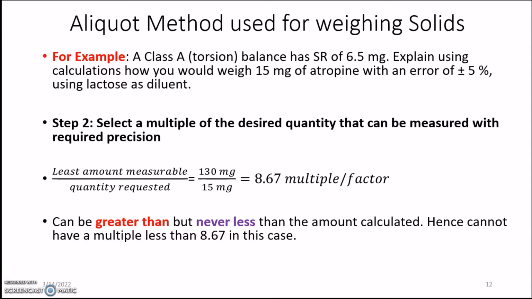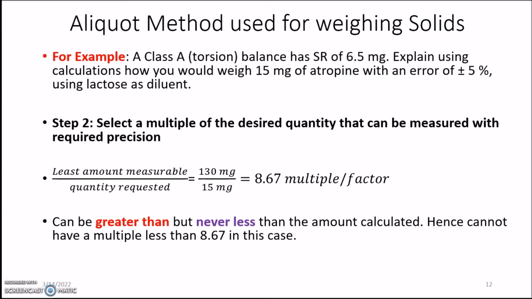If we use a multiple, say 8, then even if we use that multiple to determine the total mixture we want so that we can remove a portion, the portion that we are going to remove is going to be less than 130. So the rule of thumb is, when you calculate your multiple, it can remain as what you calculated, even with this decimal, or greater.